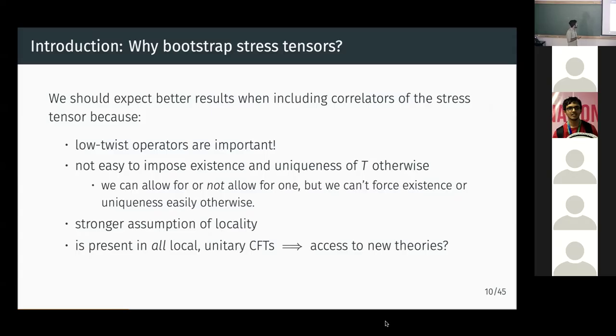Additionally, another subtle point is that the numerical bootstrap does not enforce locality as strongly as we might like. And it's related to this point, actually. Forcing there to be a stress tensor means that we have a very strong version of locality included in our theory. And finally, a big picture point is that if we can bootstrap stress tensors more effectively, then we can access lots of theories that we never had access to before because we don't have a scalar to access them, for example. So the only operator you're guaranteed to have in any local unitary CFT is a stress tensor. So that's a big picture question.